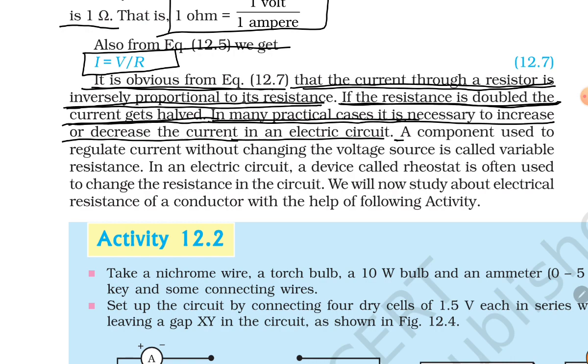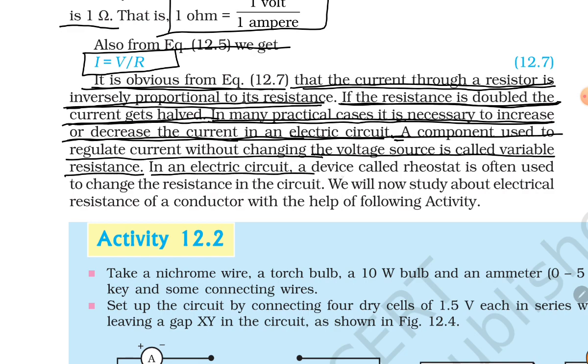In many practical cases it is necessary to increase or decrease the current in an electric circuit. A component used to regulate the current without changing the voltage source is called a variable resistance. In an electric circuit, such a device is called a rheostat. A rheostat is often used to change the resistance in the circuit.